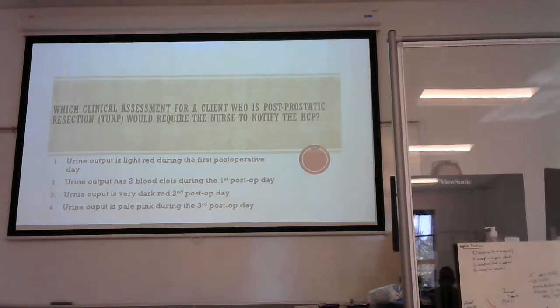You should not, after 2 days, be having dark red urine. What would that tell you? They're bleeding somewhere. Something's bleeding, and we could get hypovolemic. So that is not an expected outcome. And once you know more about that TURP and stuff, you'd be asking yourself, okay, what do I expect to happen, and which one up here would not be an expected outcome?